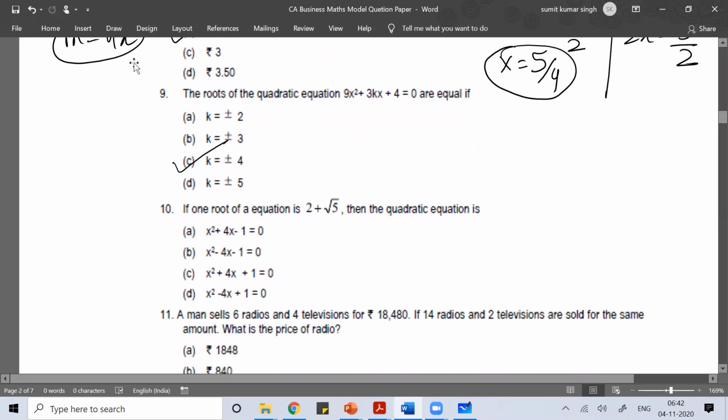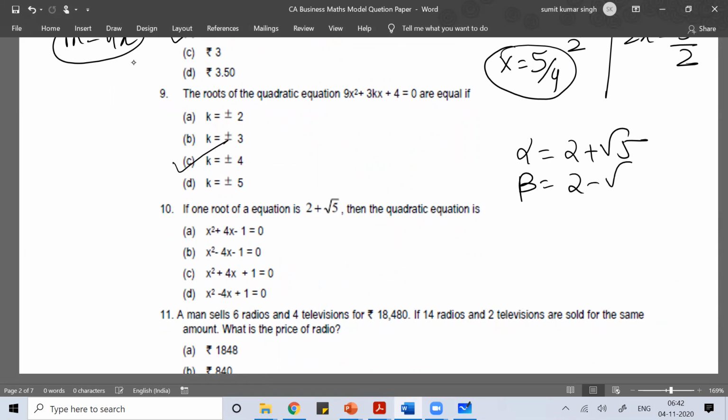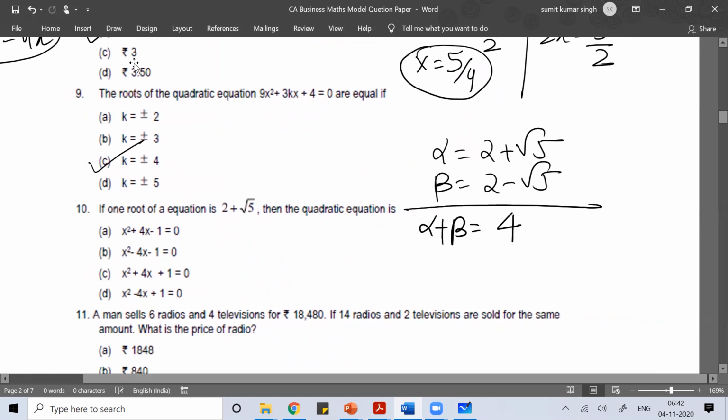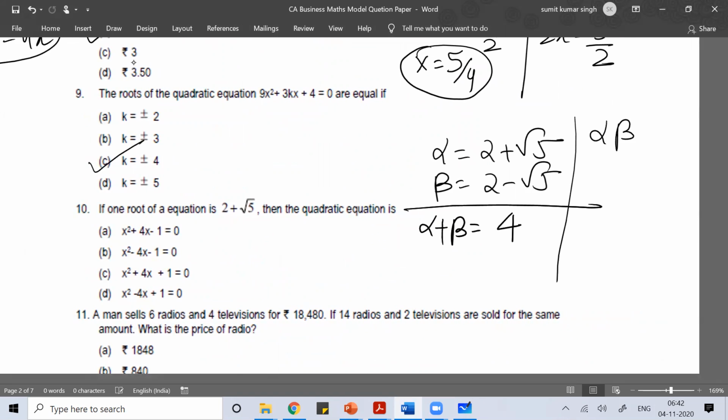So one root is 2 plus root 5, so it is an irrational root. So alpha is equal to 2 plus root 5, and the other root would be 2 minus root 5. What is the sum of roots alpha plus beta? That would be 4. What would be the product of roots alpha into beta? That would be 2 plus root 5 into 2 minus root 5, so a plus b into a minus b, that is 4 minus 5, equal to minus 1.